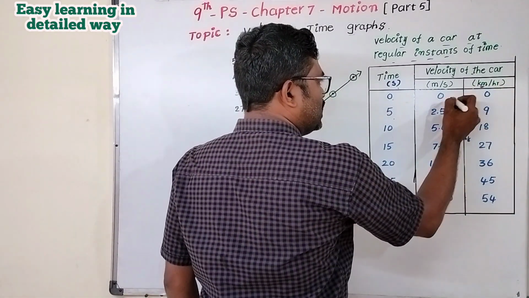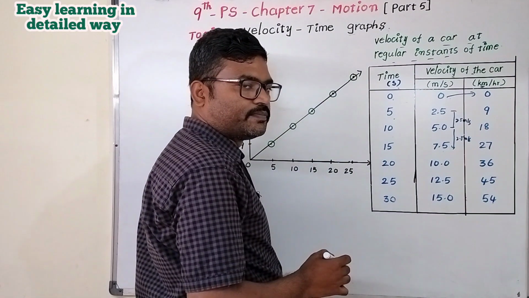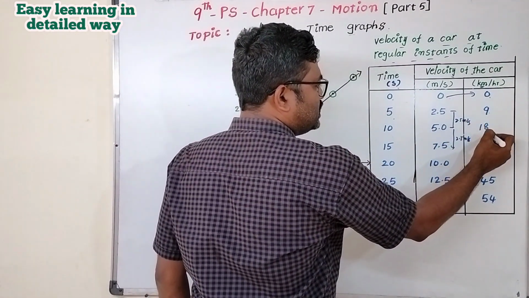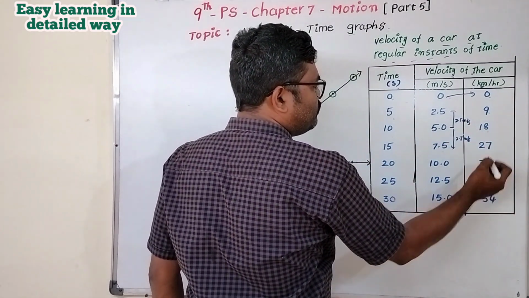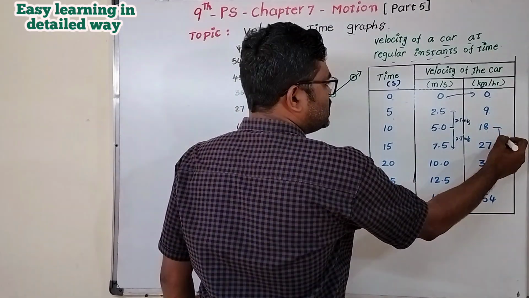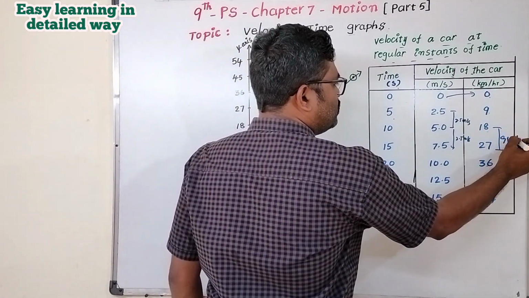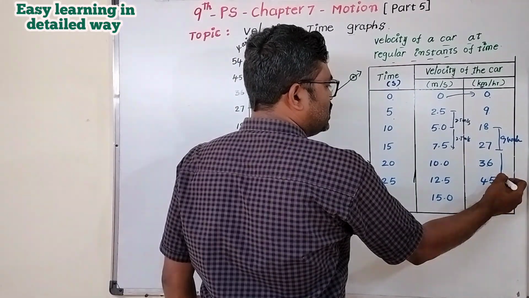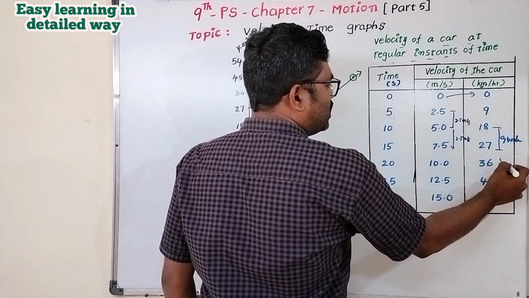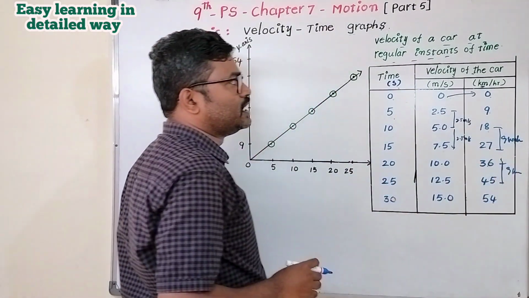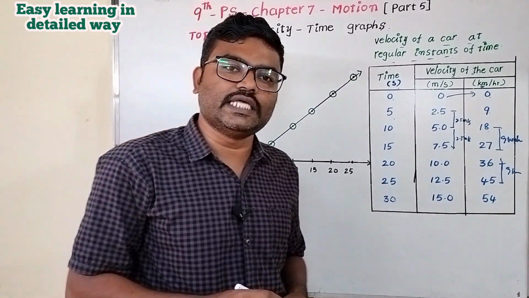And see, same in kilometers per hour. See 0, 9, 18, 27, 36, 45, 54. And exactly there is a change of 9 kilometers per hour. So the car is very much in uniform acceleration here.